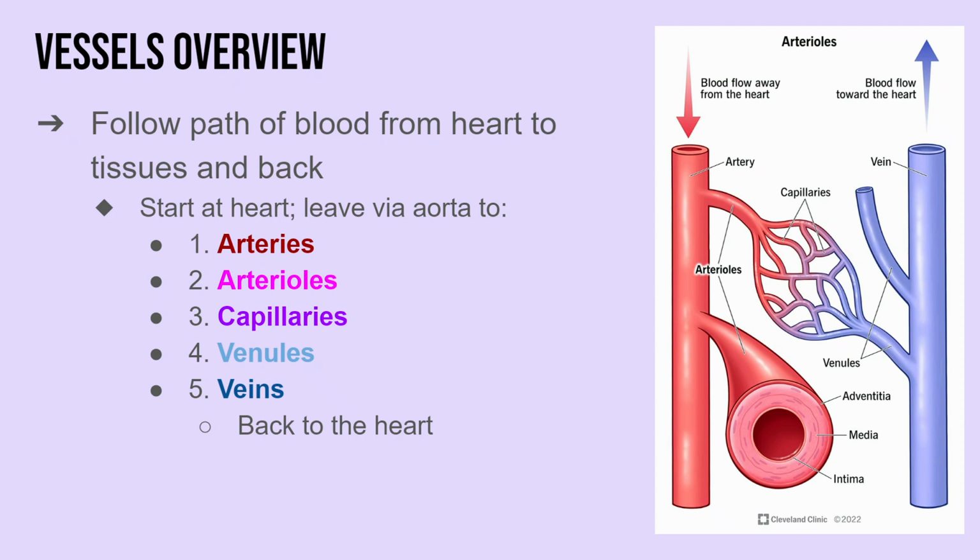So oxygen will come out of the blood into the tissues, and carbon dioxide from the tissues will enter into the blood. And now blood is deoxygenated, is carried back up through venules, which are just smaller veins, and then those merge into veins, and then we're back at the heart again.